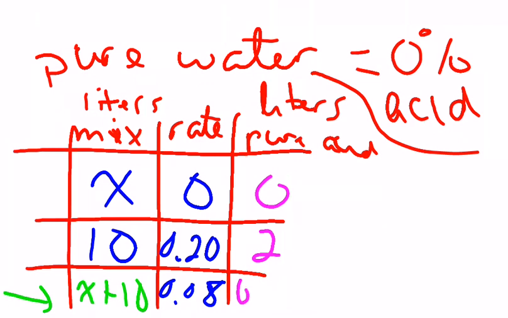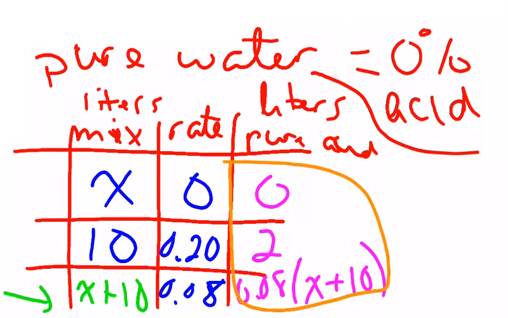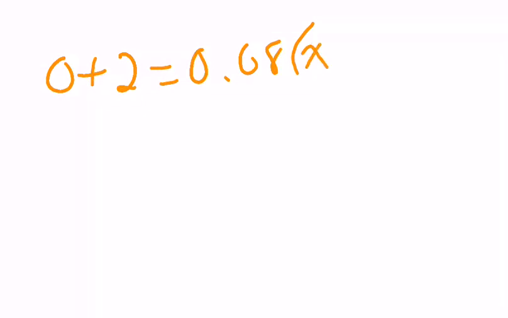And then multiply across here: 0.08 times x plus 10. And again, our equation is coming from that last column here. So we have 0 plus 2 equals the bottom. Okay, 0 plus 2 equals 0.08 times x plus 10. Well, 0 plus 2 is 2.